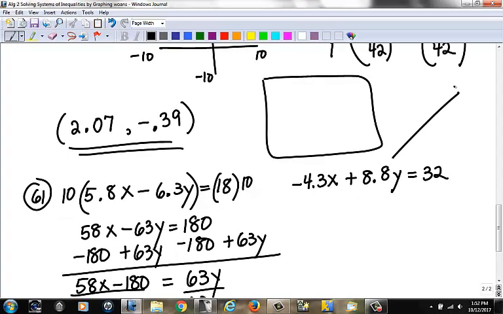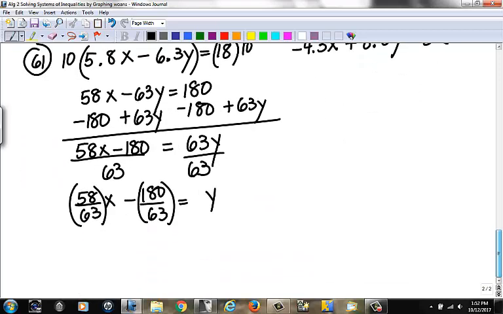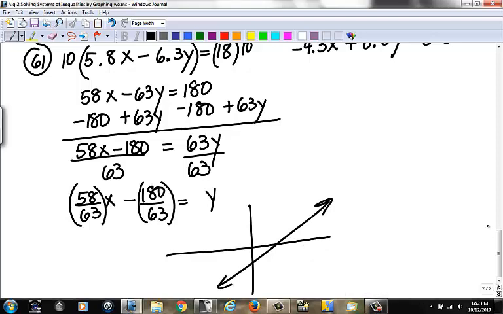Yes. So on this one, we're getting a graph to show up kind of like this. Okay. So you should have a graph that looks like that. Let's go back now and graph this other one.